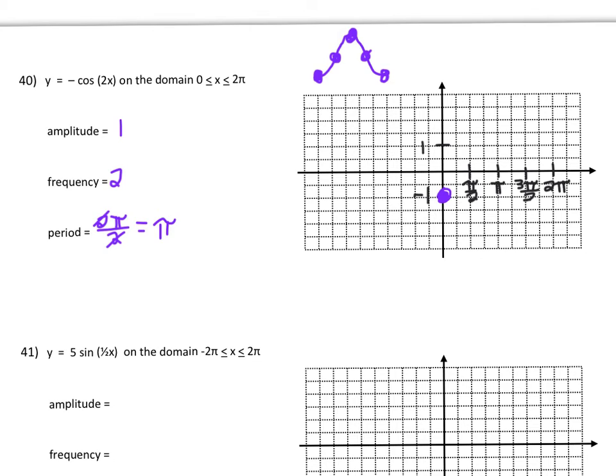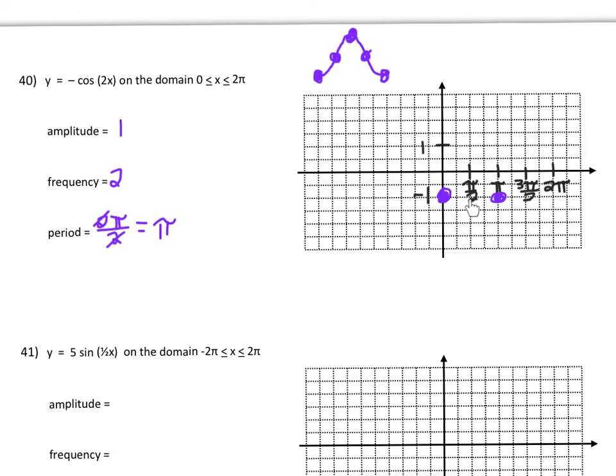Okay, so since we're going to finish our first cycle when we reach pi, the end of the cycle is also at a minimum. So at pi, we're going to go down to -1 and put the point. Now, halfway between your two minimums, so right there, you're going to be all the way up at a maximum.